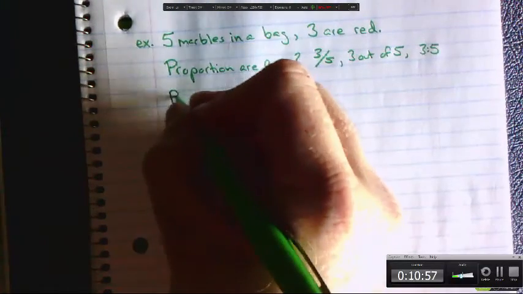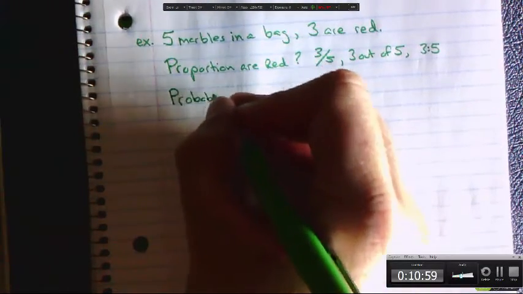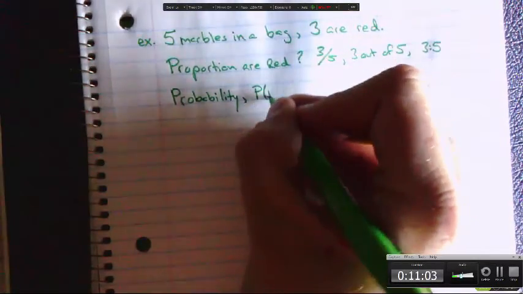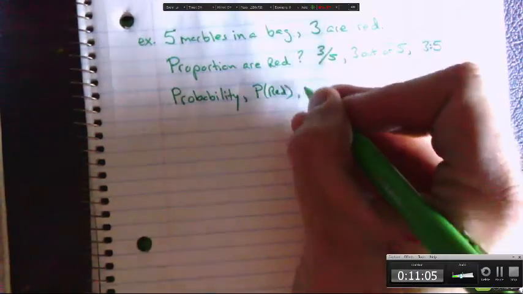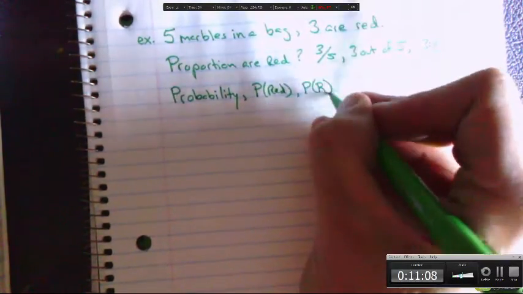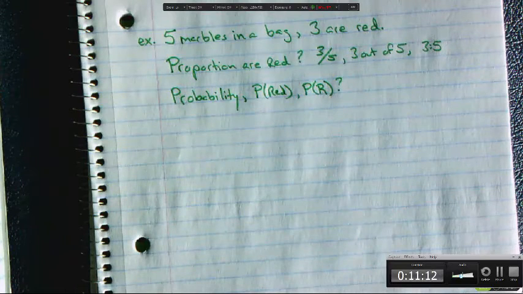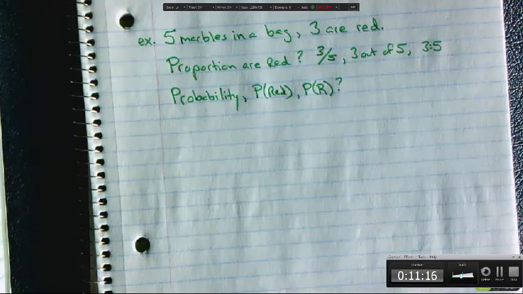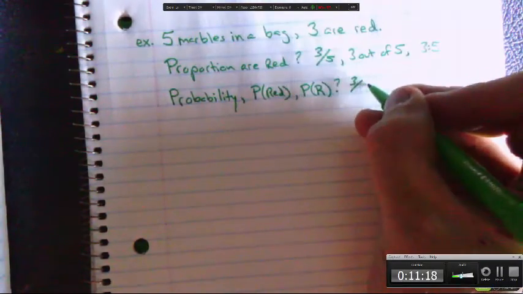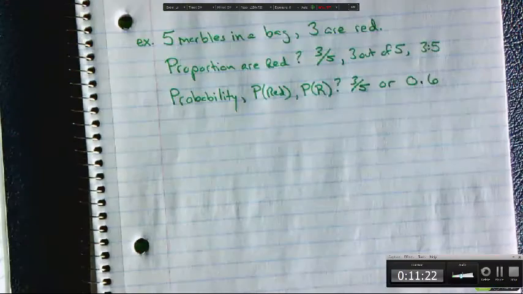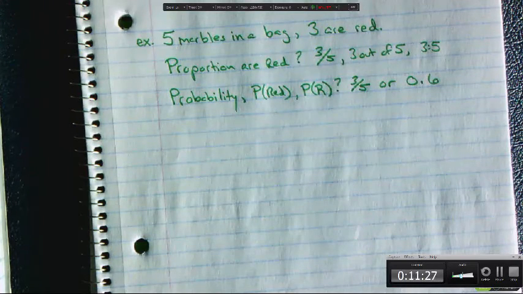Now, if we're talking about a probability, which could be written like this: the probability of red, or if there's only one color that starts with an R, you can just put P of R, probability of red. We can either say 3 out of 5, or we can say 0.6. If it asks for a probability, it's either going to be a fraction or a decimal that's between 0 and 1.